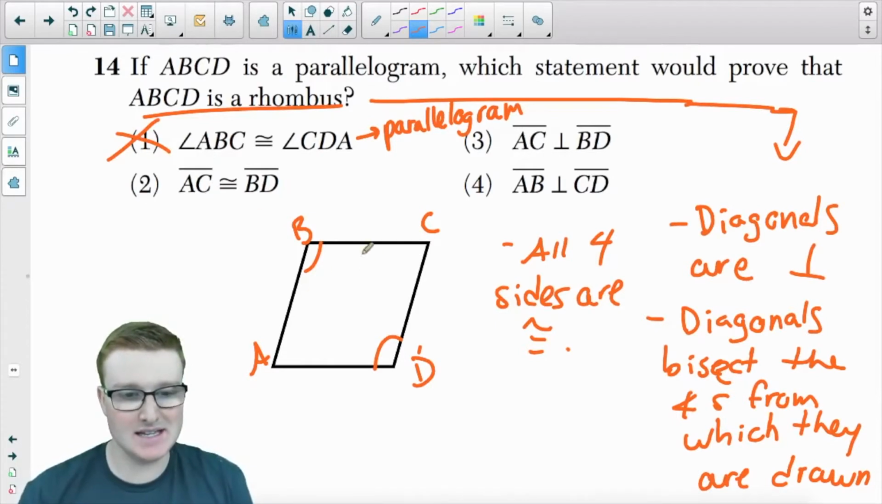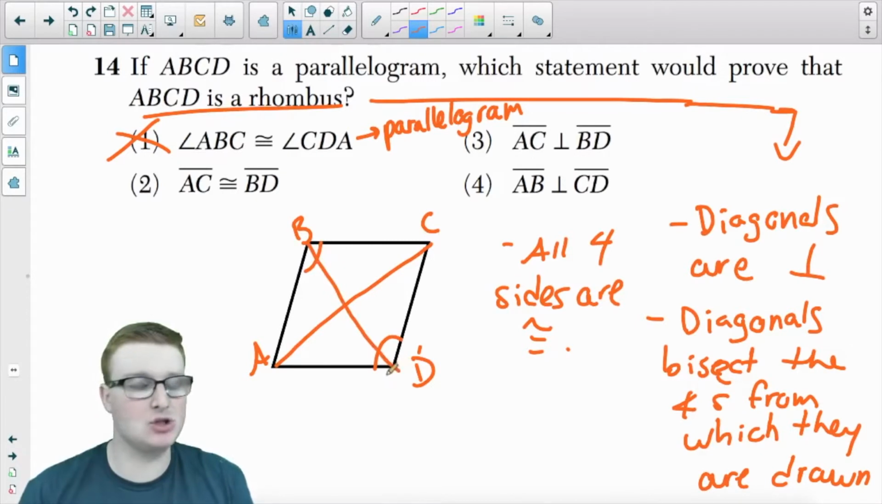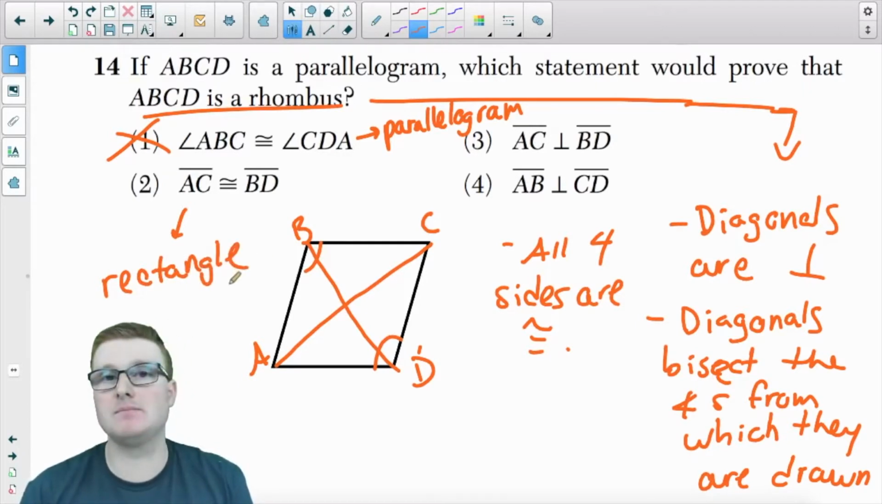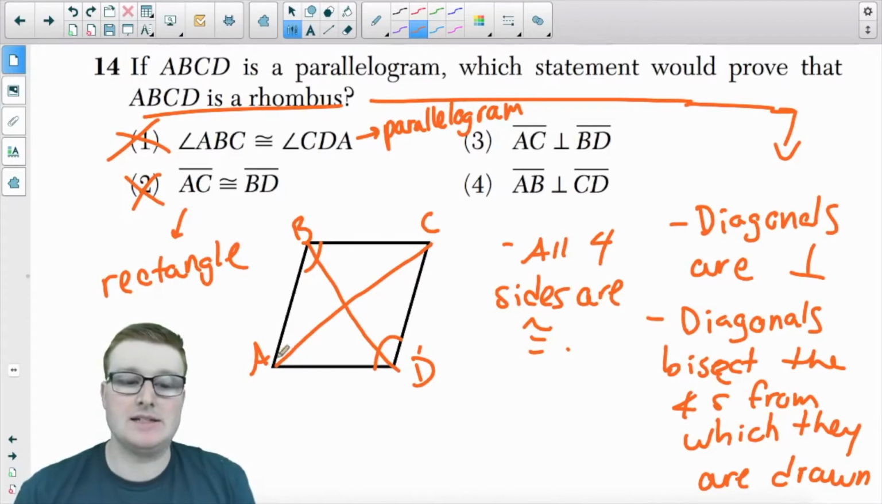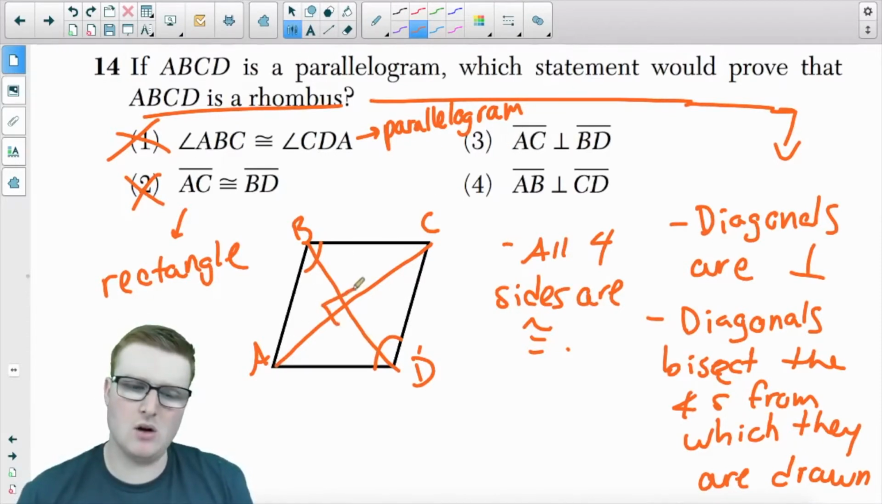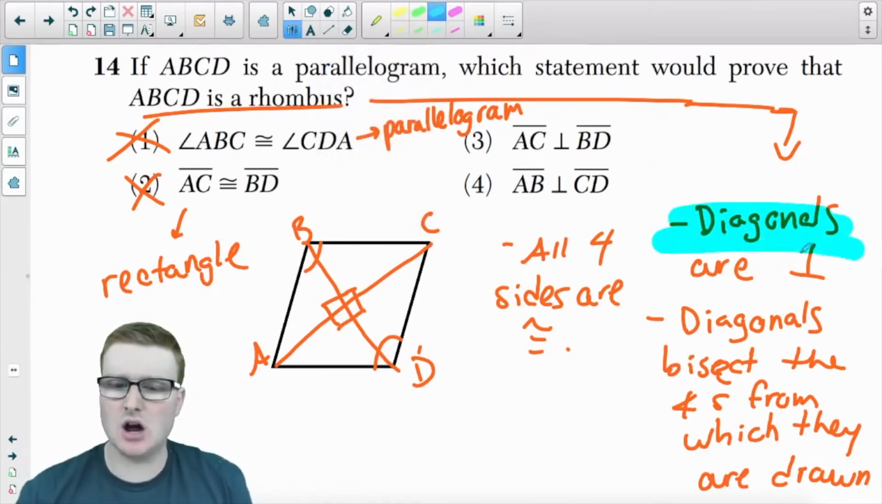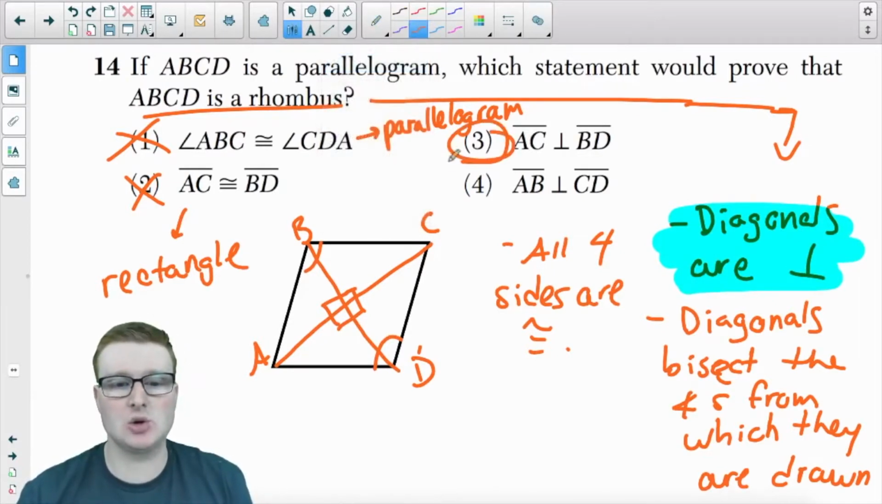Choice 2 says AC, okay, so the diagonal. So AC is congruent to BD. Absolutely, positively, no. This is the property of a rectangle. Rhombi do not have congruent diagonals, so that doesn't make any sense. Choice 3. Diagonal AC is perpendicular to diagonal BD to create right angles. Oh, wait a minute. Didn't I just say before that diagonals are perpendicular as a special property of a rhombus? You bet I did. Your answer is choice 3. No questions asked. That is the answer.